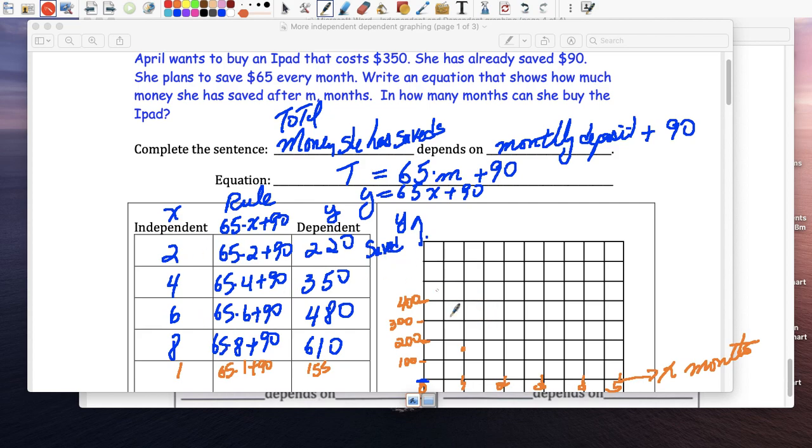At 0 months, she already has some money in her bank account. So this is definitely a y-intercept. It's not proportional. At 0 months, she'd be right here under 100. 1 month, she would have 155. 2 months, it says here 220. It's 200, 250, 220 right here.